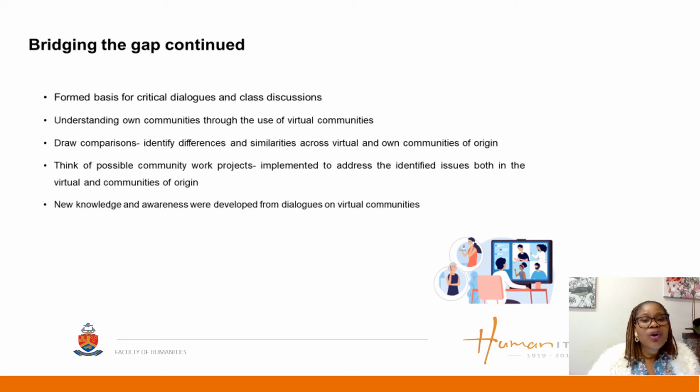Students could further draw comparisons by identifying differences and similarities between the allocated virtual communities and their own communities of origin. This gave students a very good platform to also think of possible community work projects that they could implement in order to address the identified issues both in the virtual and in their own communities of origin. Based on the latter, new knowledge and awareness were developed from the critical dialogues that were primarily informed by the use of virtual communities.